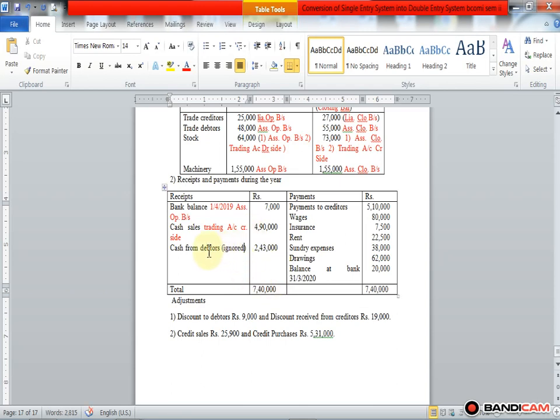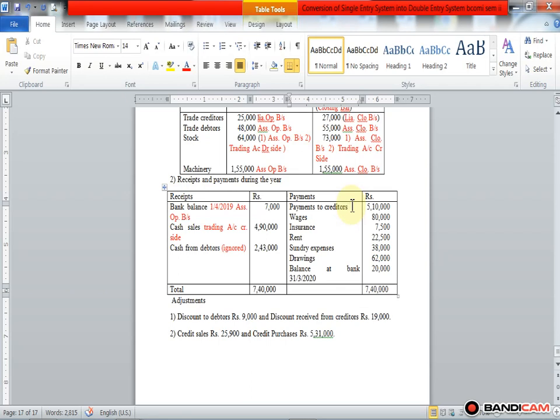Why is it ignored? Because the effect is given to the debtors account. Then, on the payment side, payments to creditors mean cash goes out from the business. One effect is given to the cash book credit side, payment to creditors 5,10,000, and the second effect is given to the creditors account, on the debit side of creditors.